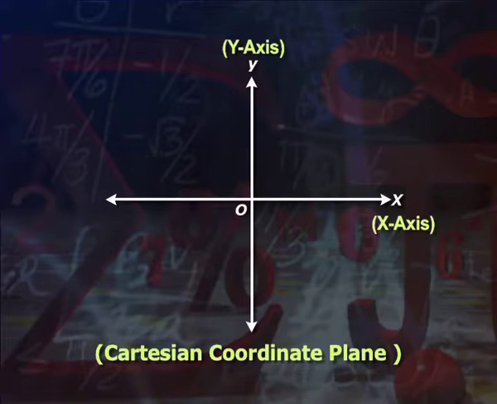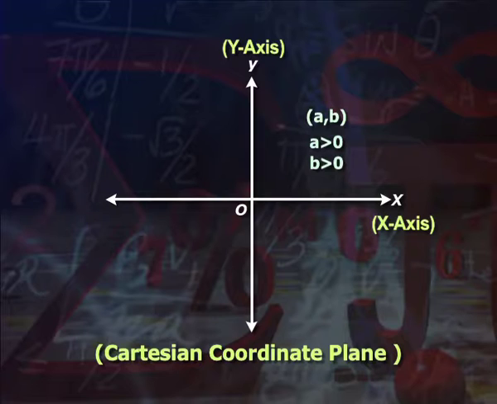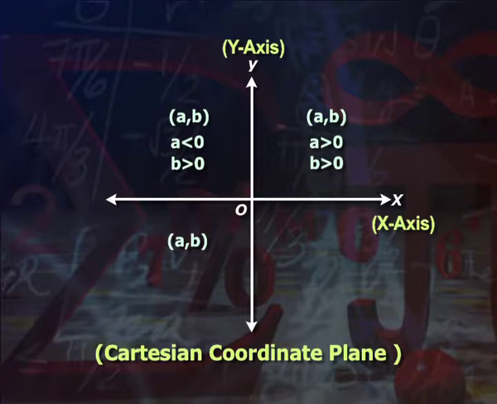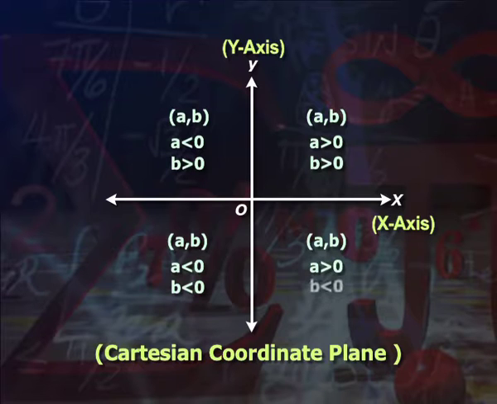The Cartesian coordinate plane is divided into four quadrants. The first quadrant consists of ordered pairs (a, b), where both the coordinates a and b are positive. The second quadrant consists of ordered pairs (a, b), where the first coordinate a is negative and the second coordinate b is positive. The third quadrant consists of ordered pairs (a, b), where both the coordinates a and b are negative, and the fourth quadrant consists of ordered pairs (a, b), where the first coordinate a is positive and the second coordinate b is negative.